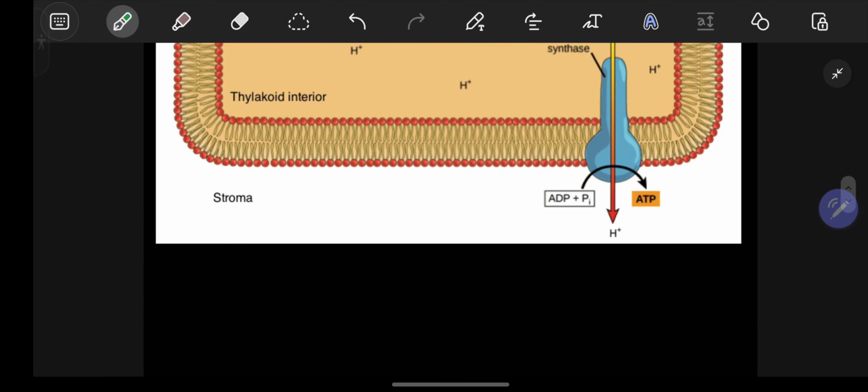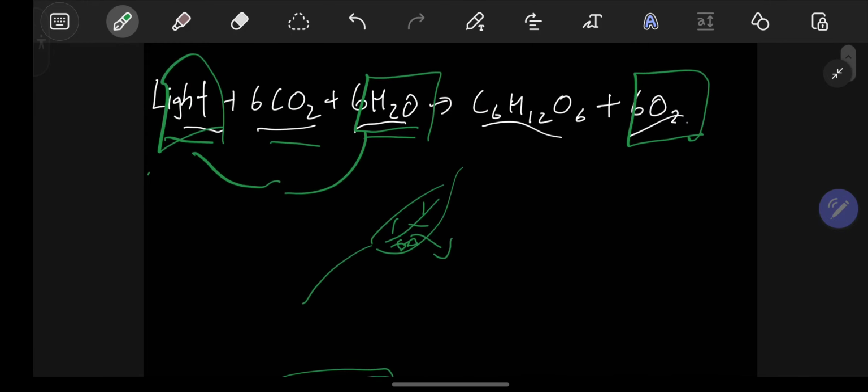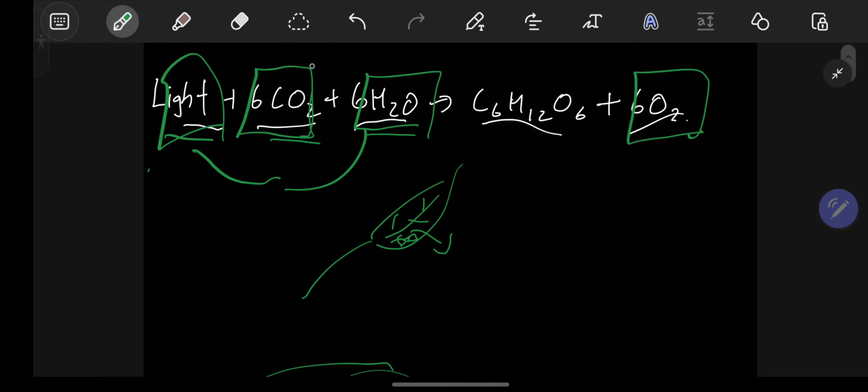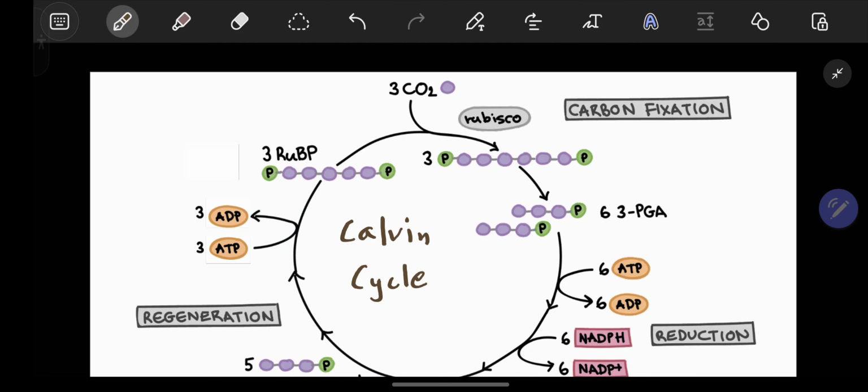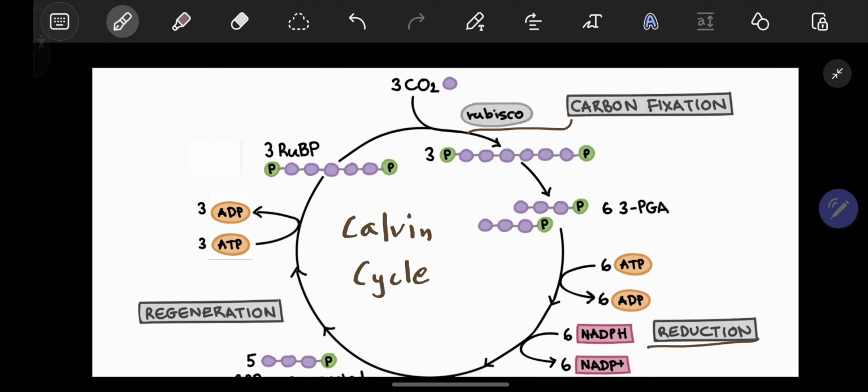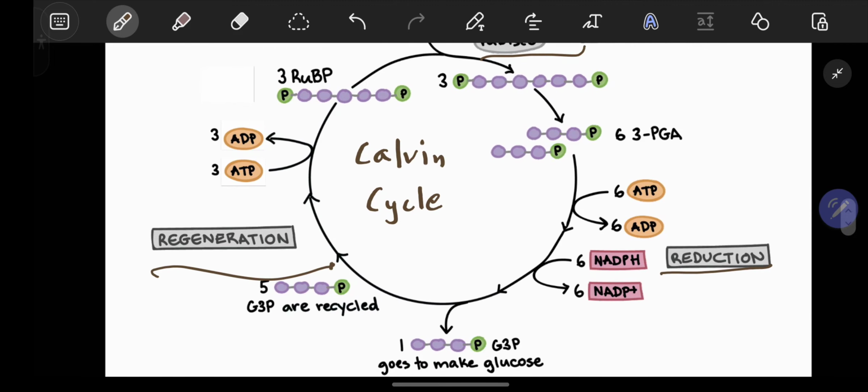That is because the stroma is where the Calvin cycle takes place, and the Calvin cycle is the light-independent reaction. The Calvin cycle is where sugar gets made. In the cycle, carbon dioxide is fixed, which is this part of that chemical reaction that we talked about at the very beginning, and carbon dioxide is fixed to eventually be able to make glucose. There are three main stages to the Calvin cycle: Rubisco carbon fixation, reduction, and regeneration of RuBP.